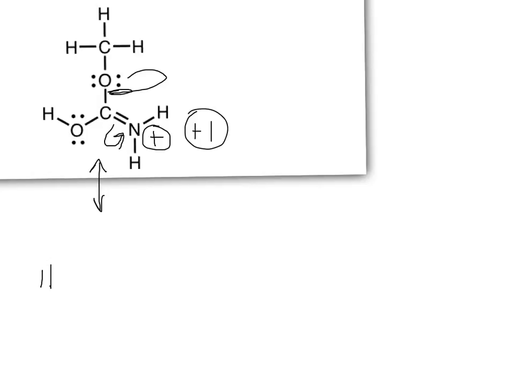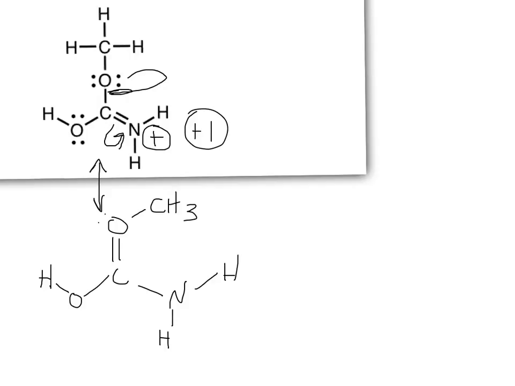That gives me a double bond here to this oxygen, and it still has the CH3 on it, and a single bond to this nitrogen, and it has a lone pair now, and this oxygen must have a plus to balance charge. So that's one resonance structure.